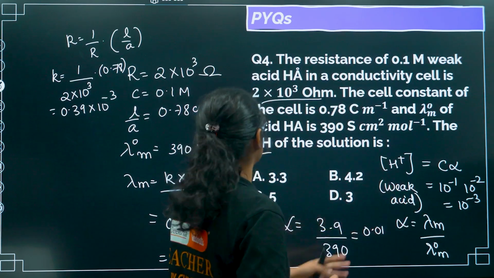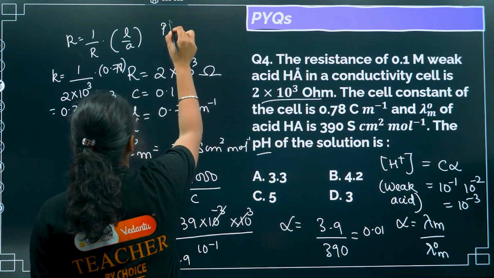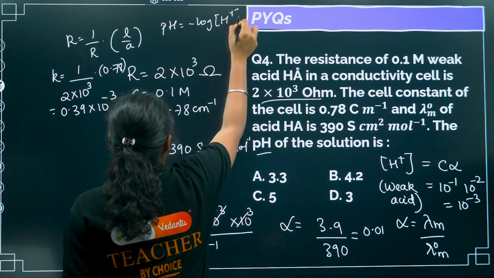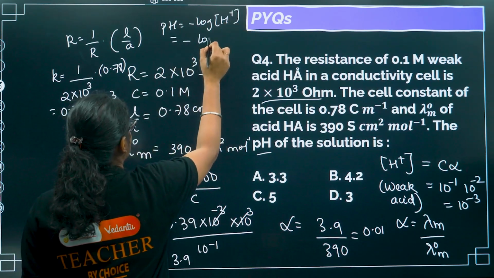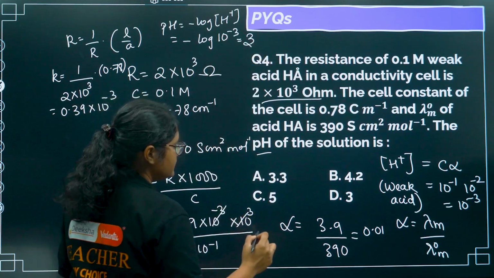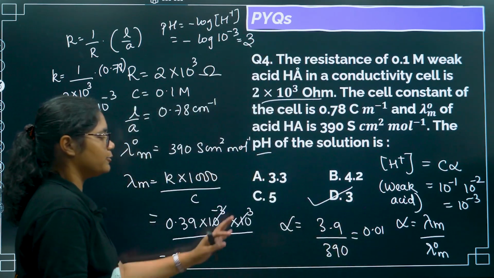Now after getting H plus, what is the formula for pH? pH is minus log of H plus, right? So that is equal to minus log of 10 to the power of minus 3, and that is equal to plus 3, right? So correct answer for this question is option number D.